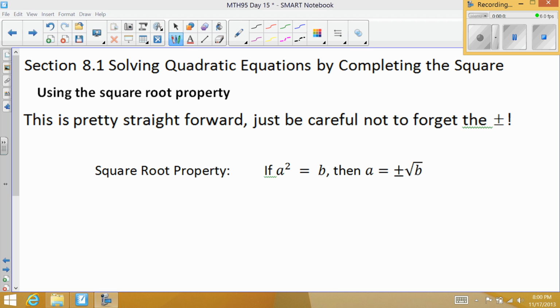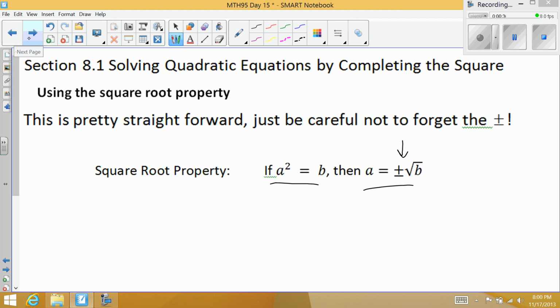Solving quadratic equations by completing the square may be new for you, but we're going to first start with just using the square root property, which is pretty straightforward. I think you may have seen it before. The one thing to be careful with is not to forget the plus or minus. So the square root property says if you have a squared equals a number, then a is equal to plus or minus the square root of that number. So don't, again, forget the plus or minus.